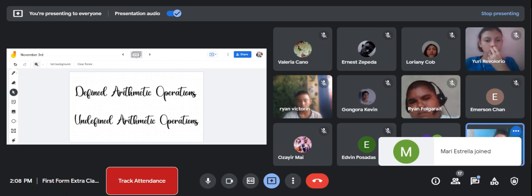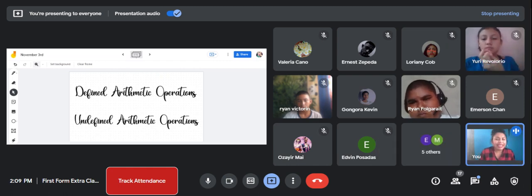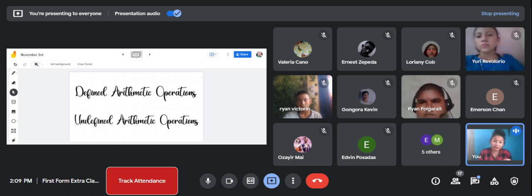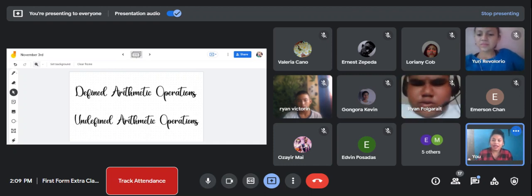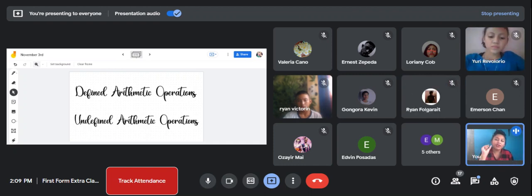You are supposed to be able to know which one is which. They are very easy to differentiate, but when it comes to solving them, both of them have some steps that you have to follow. So, defined and undefined. When you hear the word define, you think about a definition. So, defined, they tell you what the operation is going to be.